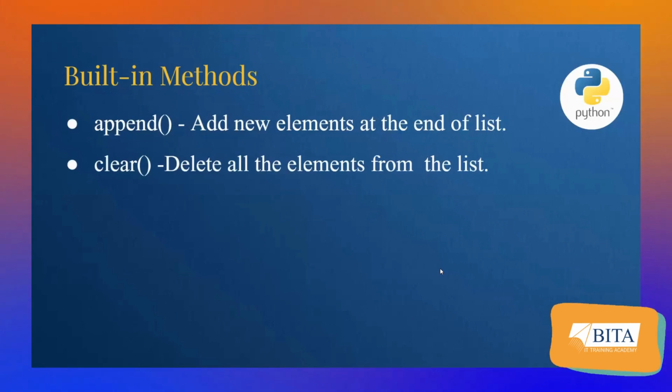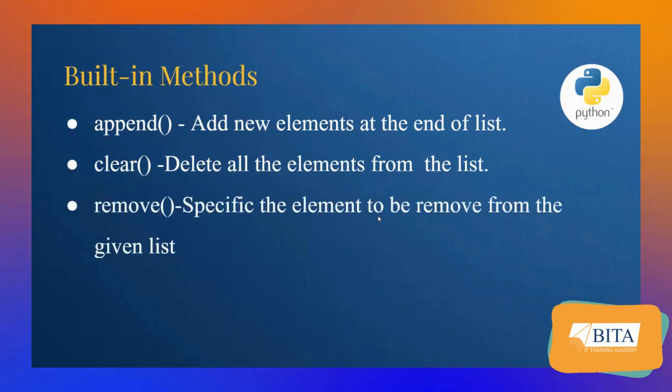What is clear? The clear method is used to delete all the elements from a given list. Next is the remove method. With the remove method, we can specify the given element. Particularly if you want to remove any element, we can go for this remove method.